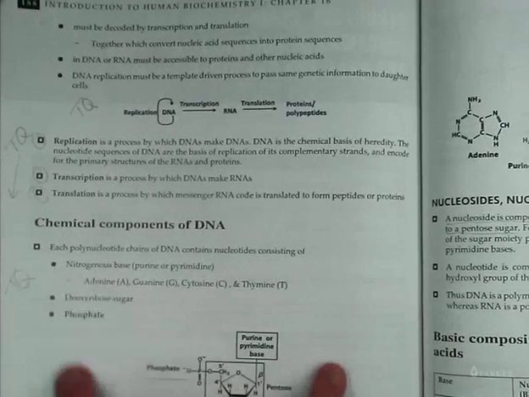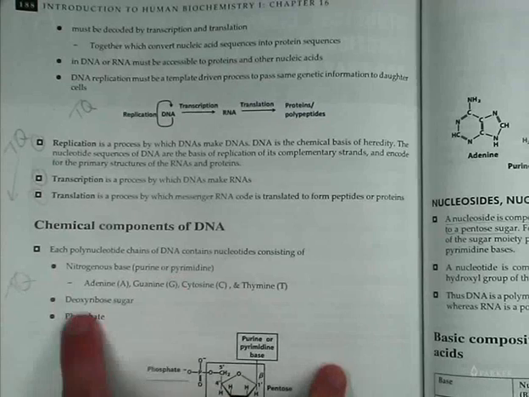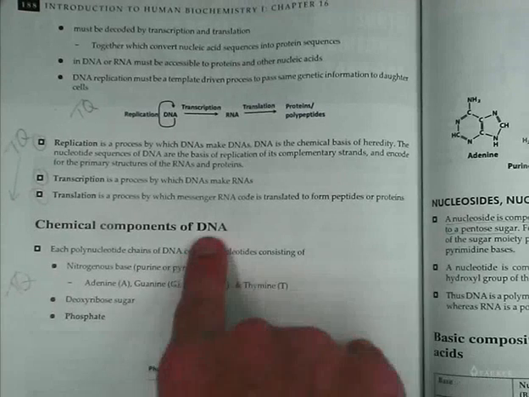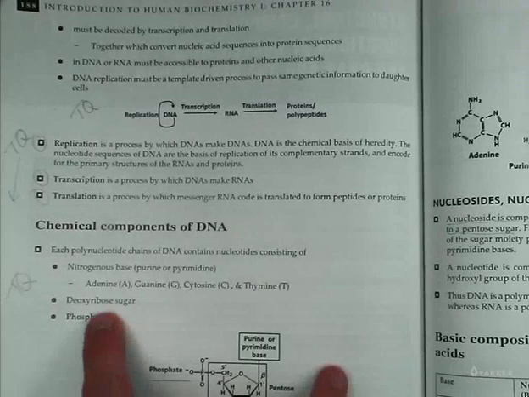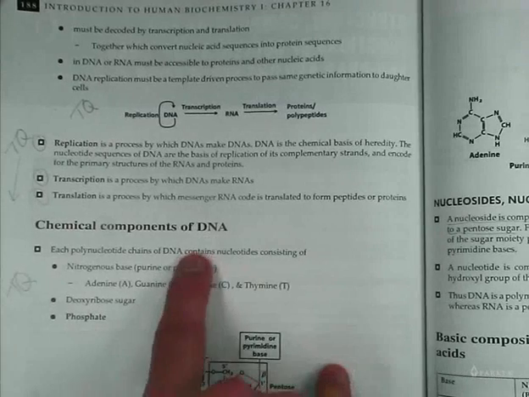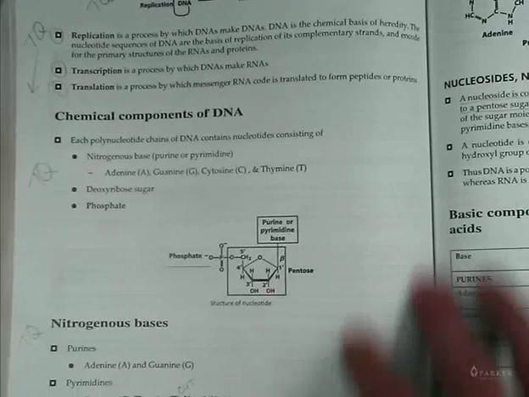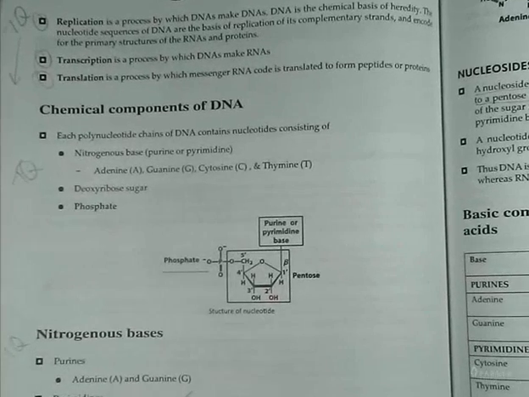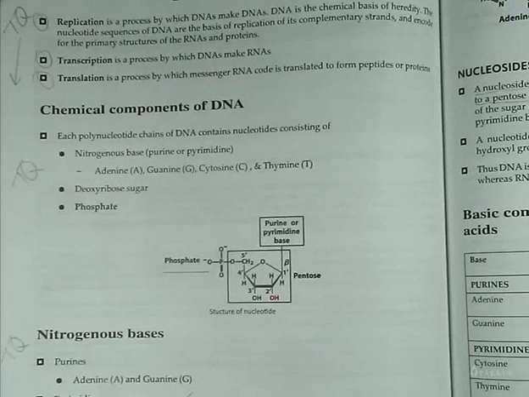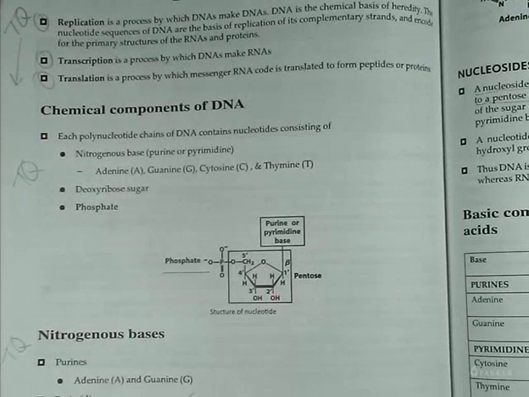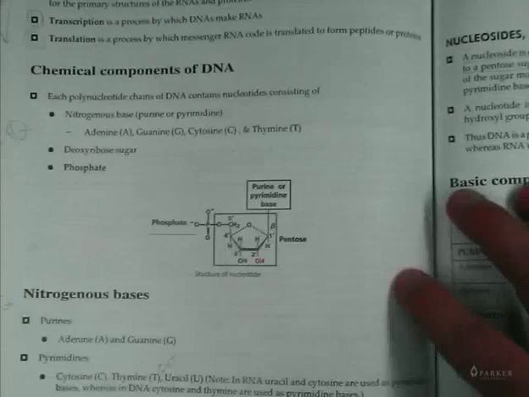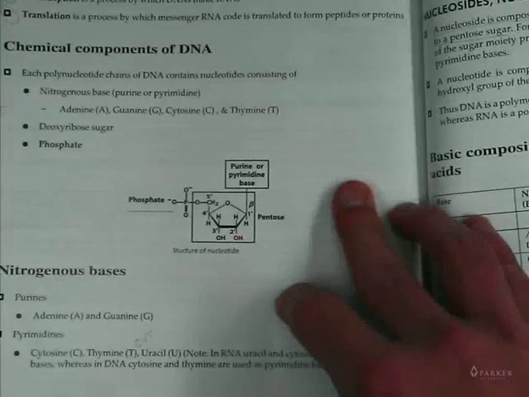All right, chemical components. So these are the three things that we talked about earlier. Gotta know them. A nitrogenous base, deoxyribose sugar. This is for DNA, right? So if we see deoxyribose, we're thinking DNA, we're not thinking RNA. And the phosphate group. And there's a nice little picture of what that all looks like. And our DNA is just a bunch of those stacked next to each other over and over and over again.